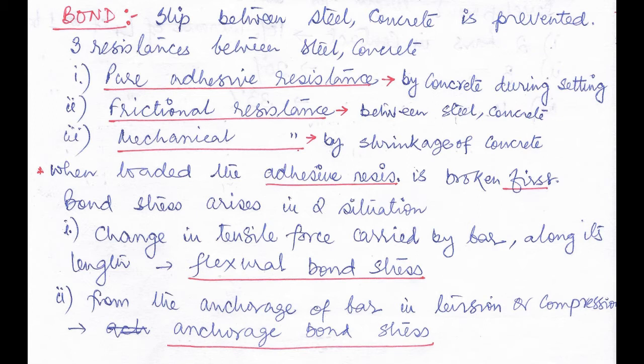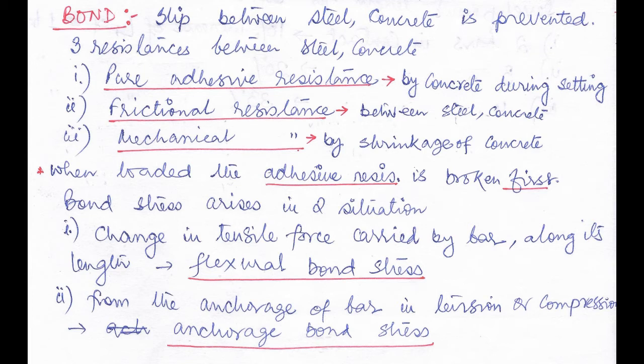What is bond? The slip between steel and concrete is prevented by providing bond. 3 types of resistance are there between steel and concrete. Number 1, pure adhesive resistance. It is developed by concrete during setting. Number 2, frictional resistance. It is between the steel and the concrete. Number 3, mechanical resistance. It is developed due to the shrinkage of concrete. Now, when loaded, out of these 3, the adhesive resistance is broken first.